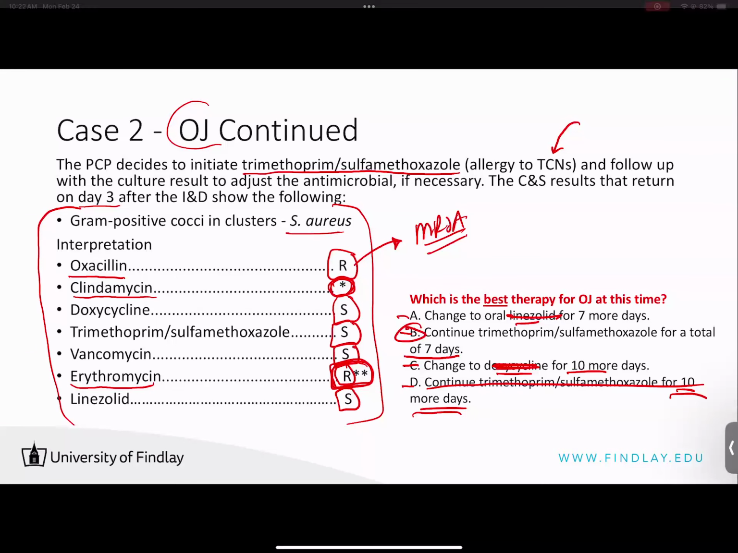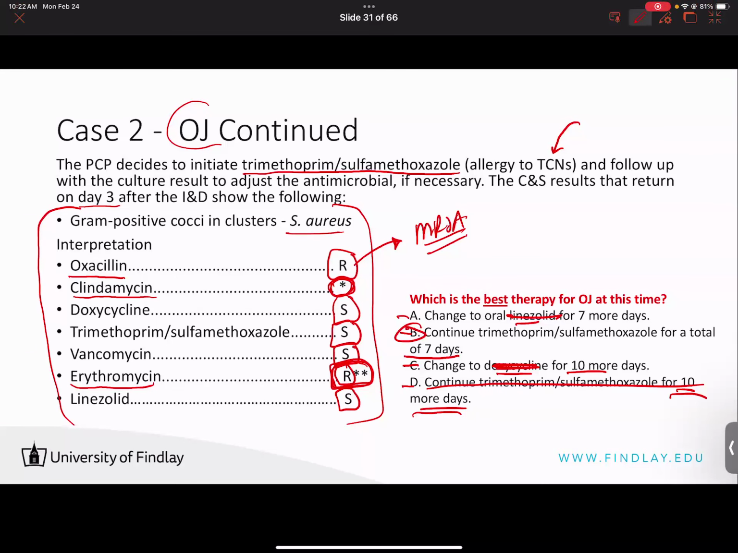And this is a manifestation of what gene? ERM. What does ERM also go by? MLSB, macrolides lincosamides. Clindamycin is the lincosamide, okay? And have you heard of the D test?